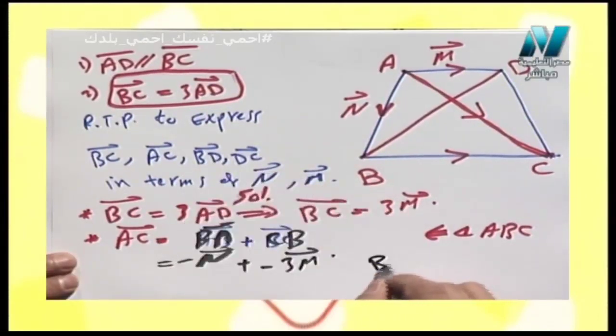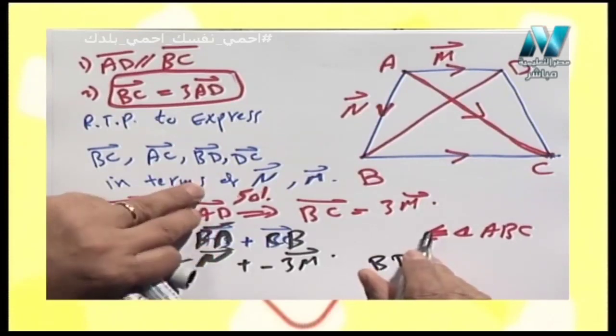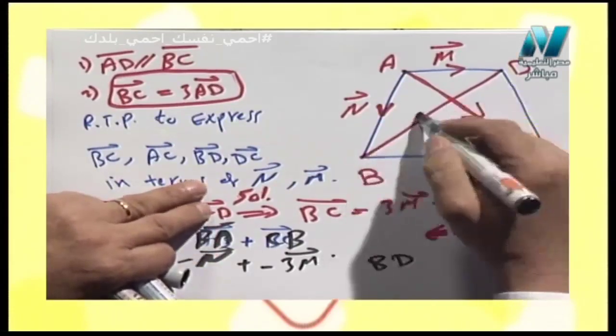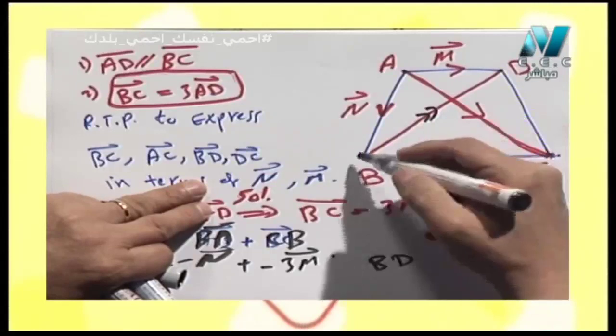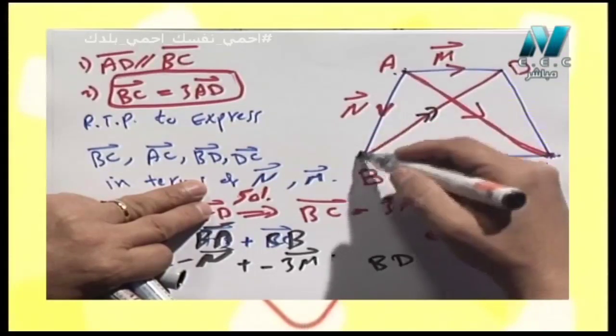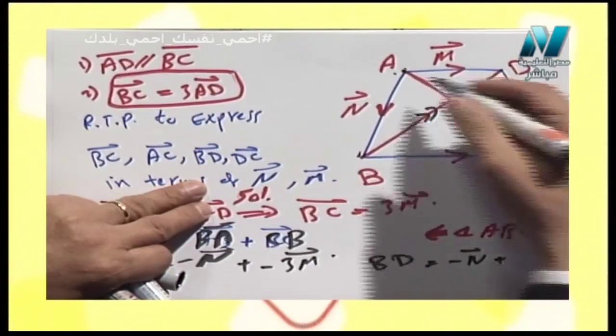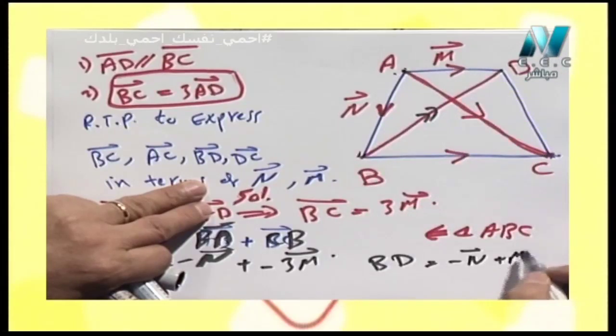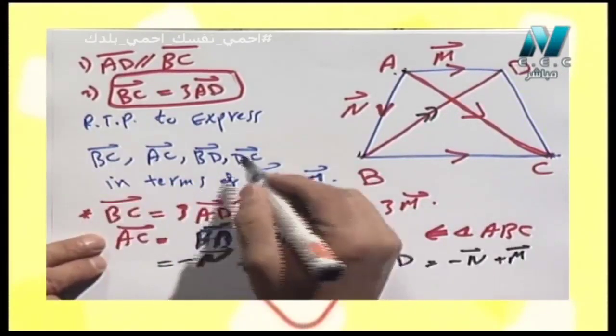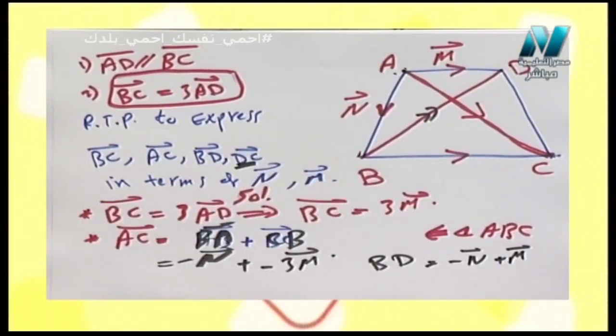BD, okay, BD here equals BA plus AD, BA equals negative N plus AD with M, and you can deduce DC yourself.